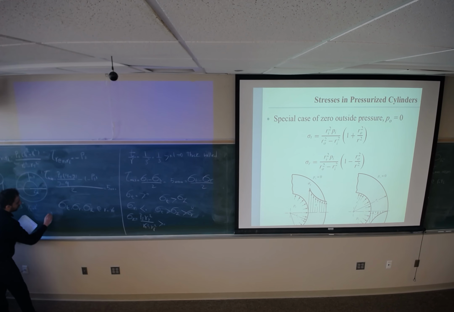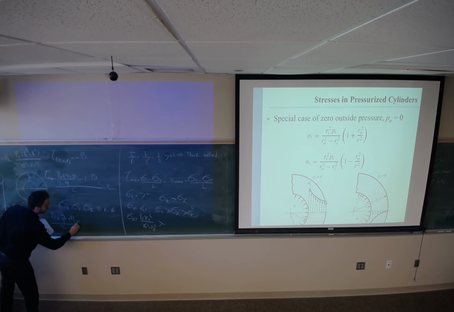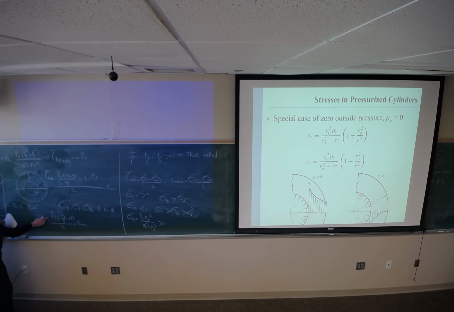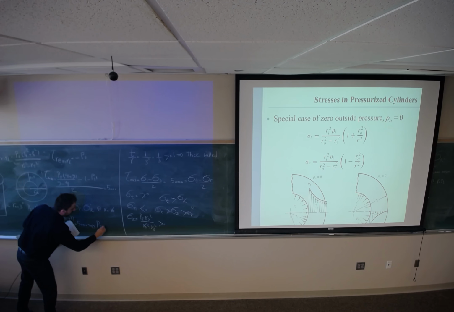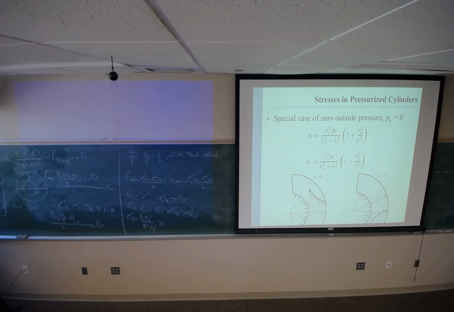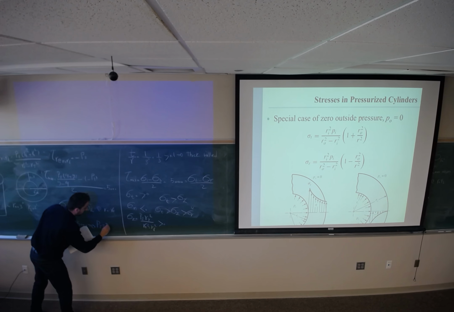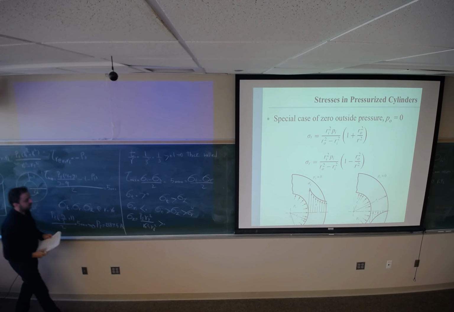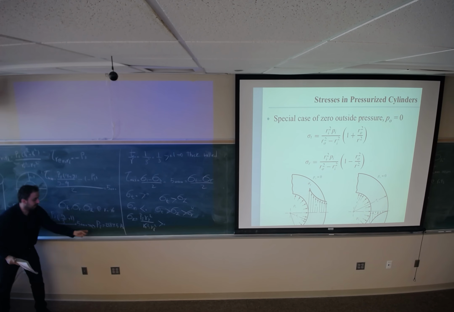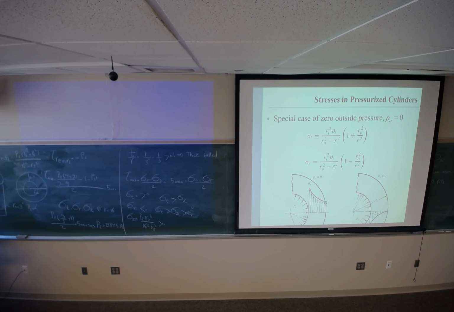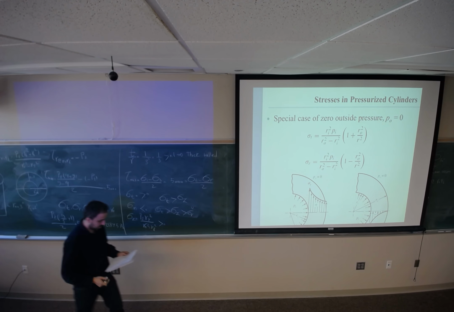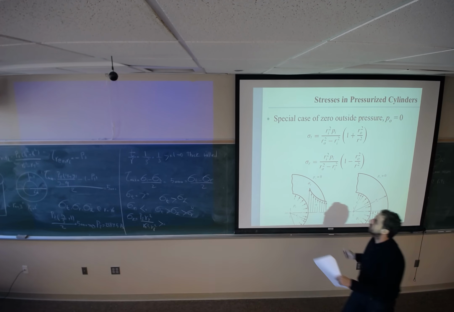So Pi times 13 divided by 5 plus 1, divided by 2, equals 5,000. Solve for Pi. Pi would be 2187.5 psi. So this internal pressure is making this maximum shear stress.